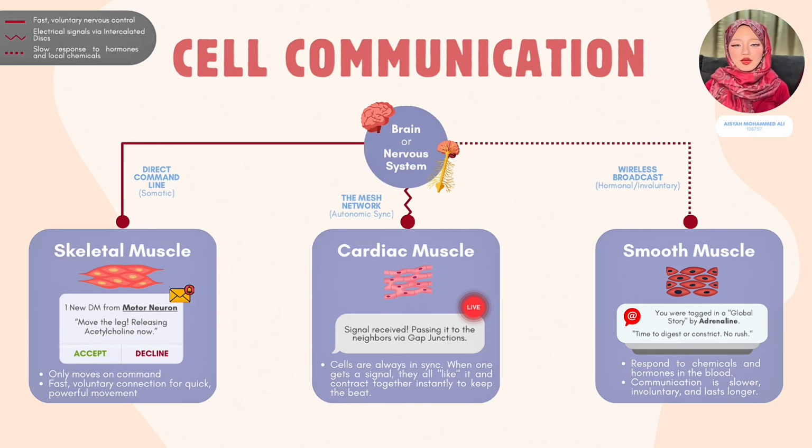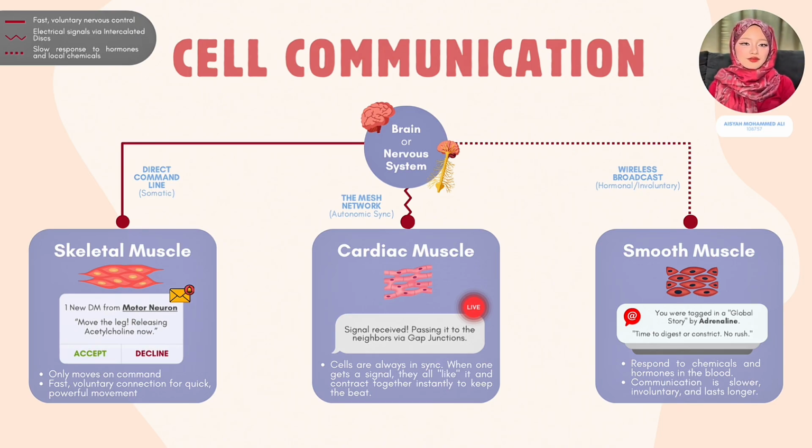Starting on the left, we have skeletal muscle. I've labeled these the direct comment line. In biological terms, this is a somatic connection. These cells are like the one friend who only checks the DM. They don't move unless they get a private message, specifically a neurotransmitter called acetylcholine, which is sent directly from a motor neuron. If you don't see the accept button, nothing happens. This is why the movement is fast and voluntary.